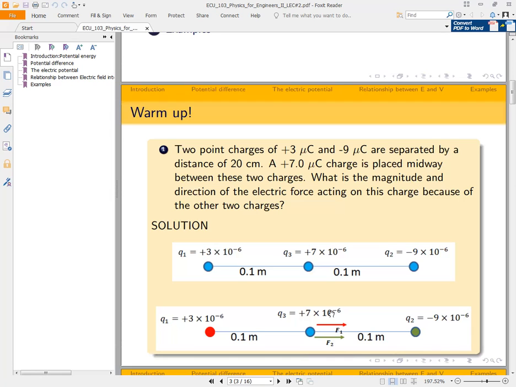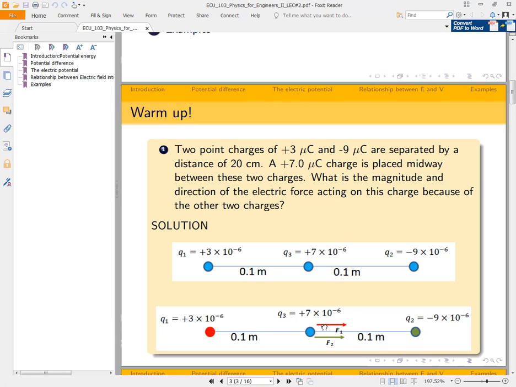So now that you will have calculated the magnitude of the two forces, because force is a vector quantity, that means how you add them depends on the direction. So these two forces, the red and the green arrows, are pointing in the same direction and they are parallel. So that means the resultant force is the sum. You just add whatever value you get for Q1 and Q3 to the other value that you get between Q3 and Q2.